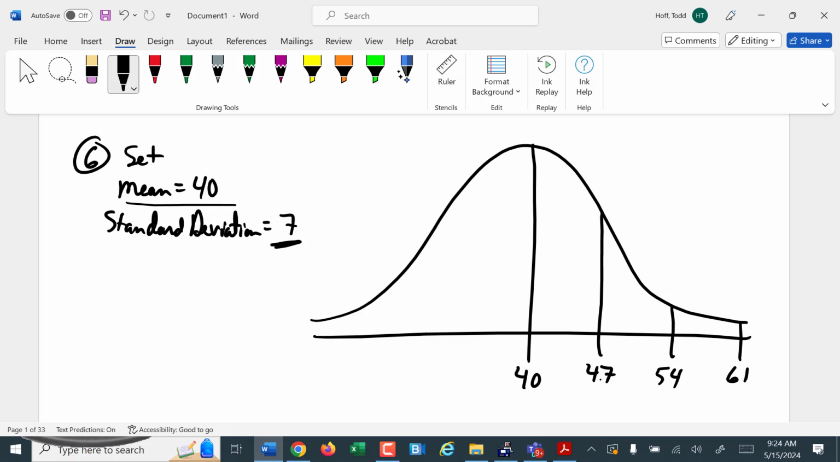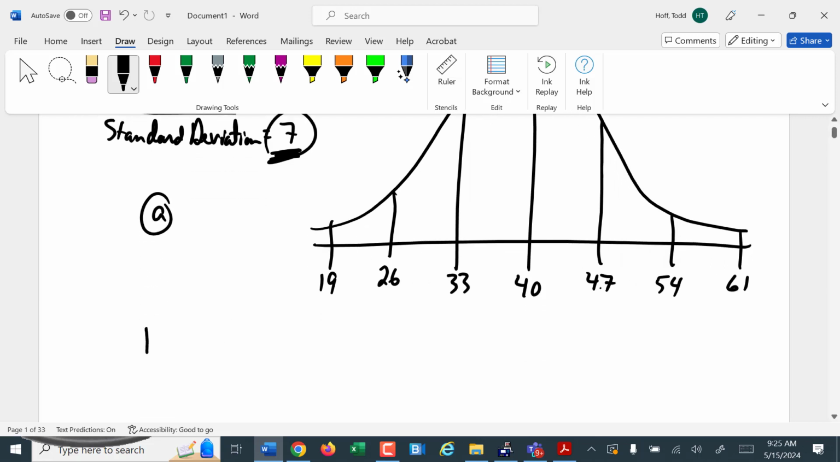Then we go 3 steps the other direction, going to the left. 1, 2, 3. And here at each step, we subtract the standard deviation of 7. So 40 minus 7 is 33. 33 minus another 7 is 26. 26 minus another 7 is 19. So that's what your bell curve should look like for part A, just 3 steps on each side of the mean.